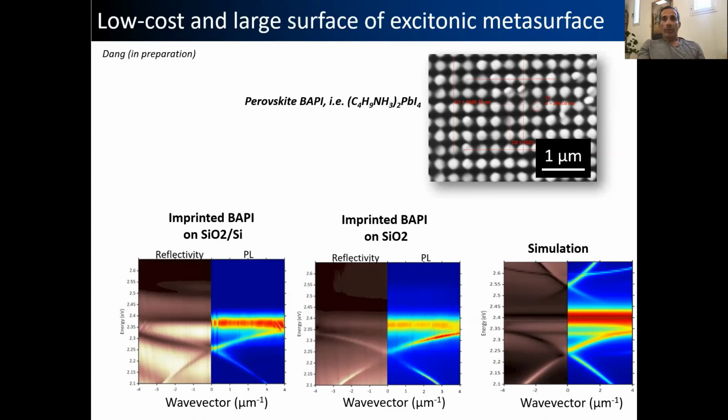Thierry has a question now. Yes, maybe how do you distinguish between a photonic crystal and a metasurface in your case? Can you tell us a bit more about this difference?